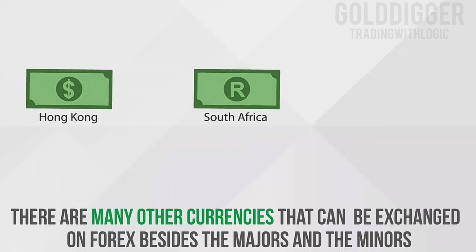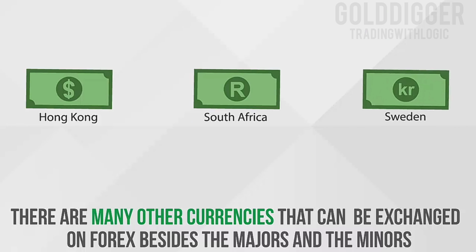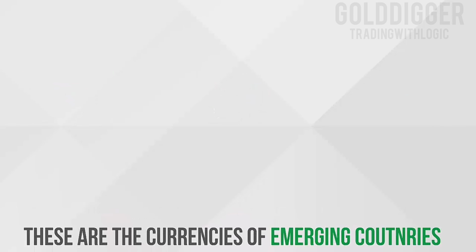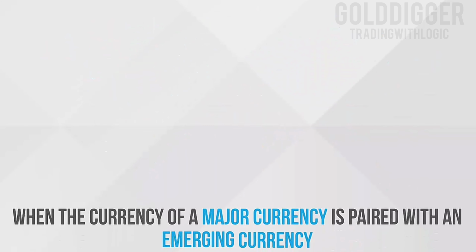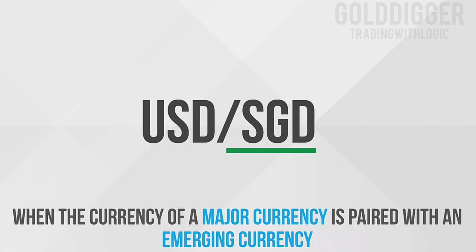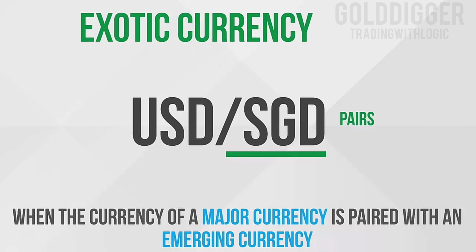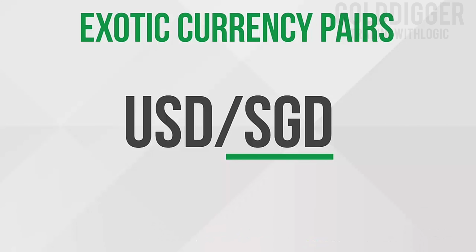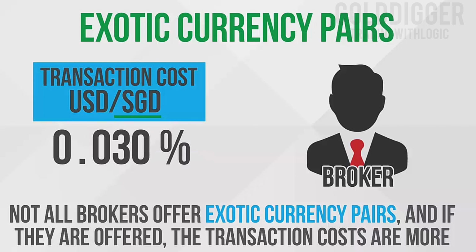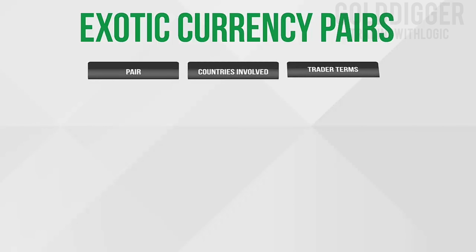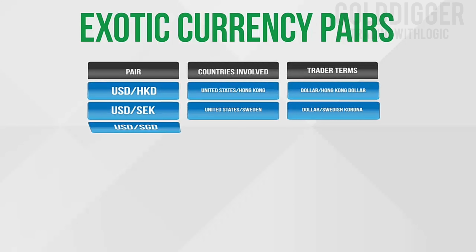Of course, there are many other currencies that can be exchanged on forex besides the majors and the minors. These are the currencies of emerging countries. When the currency of a major currency is paired with an emerging currency, it is called an exotic currency pair. Not all brokers offer exotic currency pairs, and if they are offered, the transaction costs are typically more. However, it is a good idea to be familiar with some of these pairings.